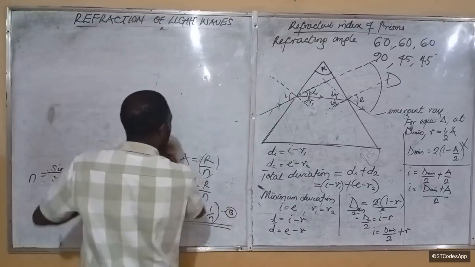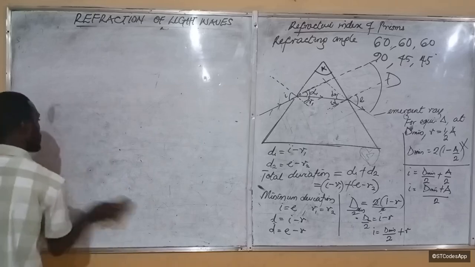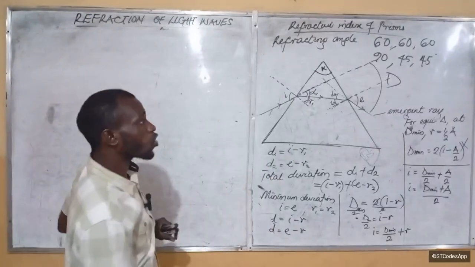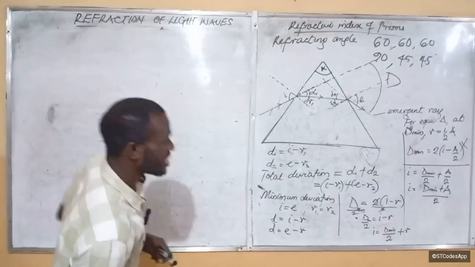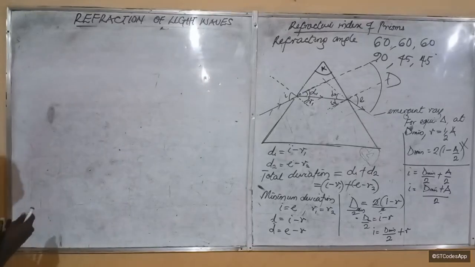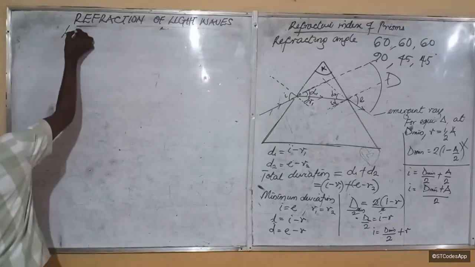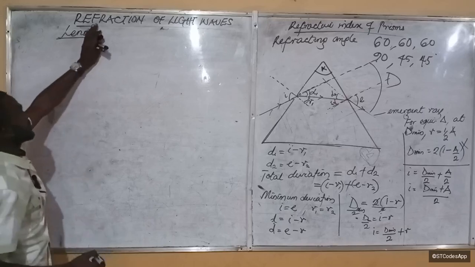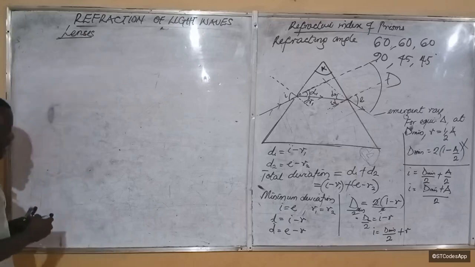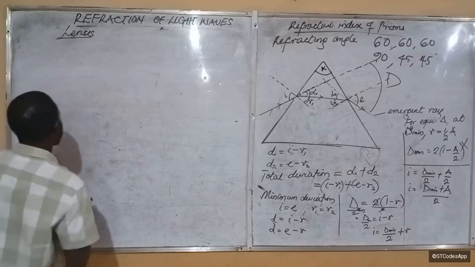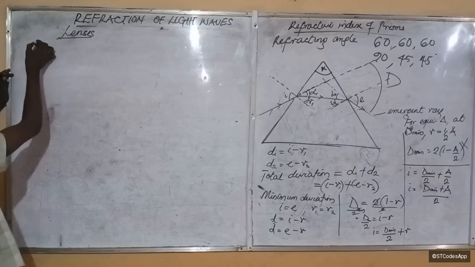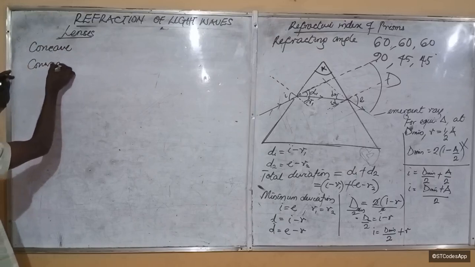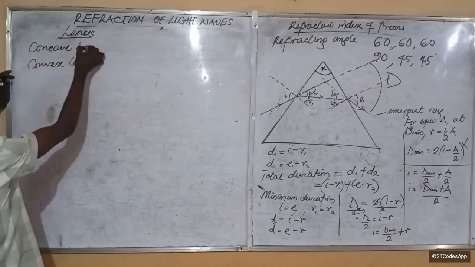Now, refraction, just like reflection. Reflection occurs with mirrors, but refraction occurs with lenses. I repeat, reflection occurs with what? Mirrors. Refraction occurs with what? Lenses. So we want to see refraction in what? Lenses. Now, there are different types of lenses. Just like we had them, we have concave lens and convex lens.